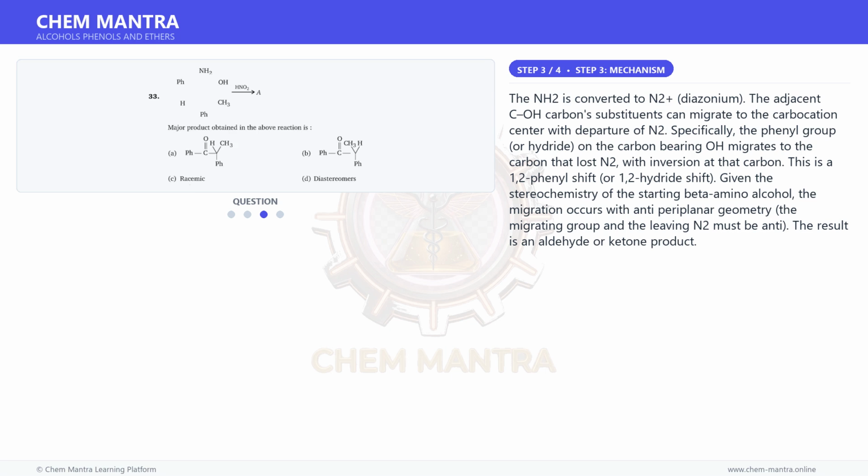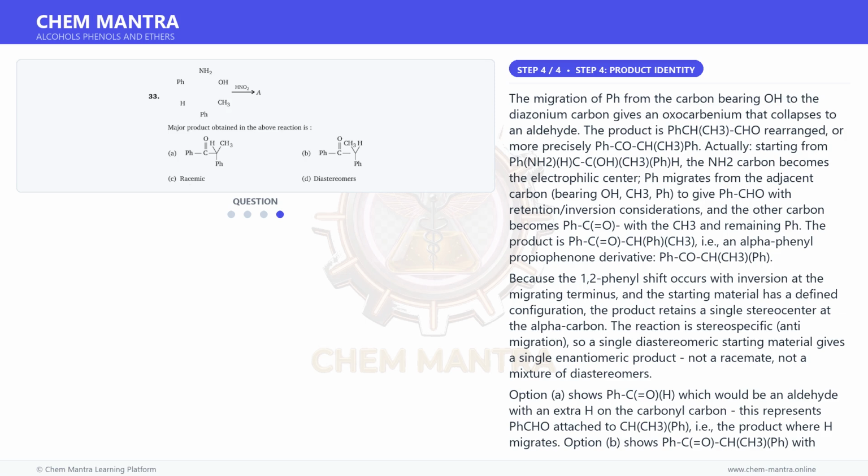Given the stereochemistry of the starting beta-amino alcohol, the migration occurs with anti-periplanar geometry. The migrating group and the leaving N2 must be anti. The result is an aldehyde or ketone product. And for the final step, the migration of Ph from the carbon bearing OH to the diazonium carbon gives an oxocarbenium that collapses to an aldehyde.